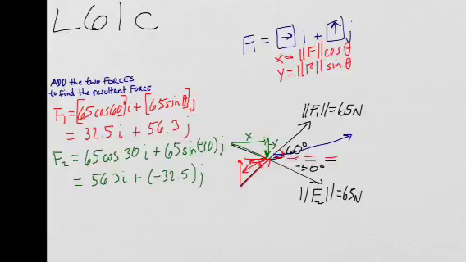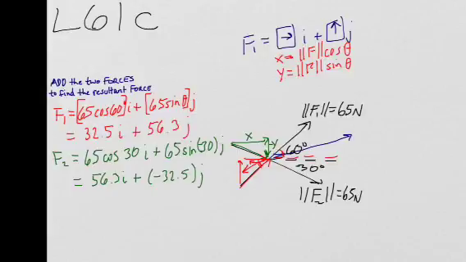Now, this is kind of funny. The two are opposites of each other. So the one force is 32.5 I plus 56.3 J, and the other one is 56.3 I plus negative 32.5 J. Okay, but that makes sense because 30 and 60 degrees have opposite sines and cosines of each other, so that kind of makes sense.